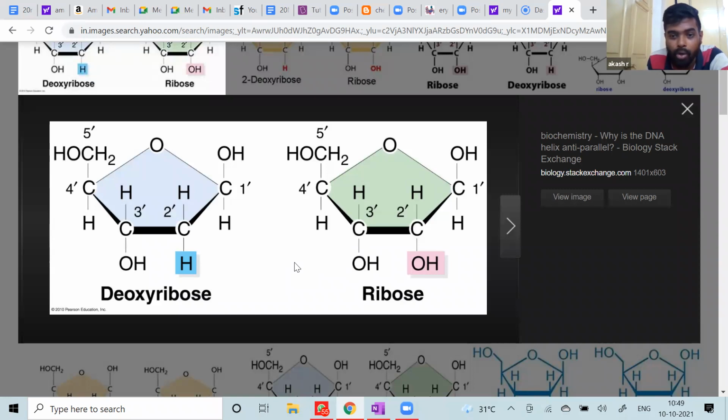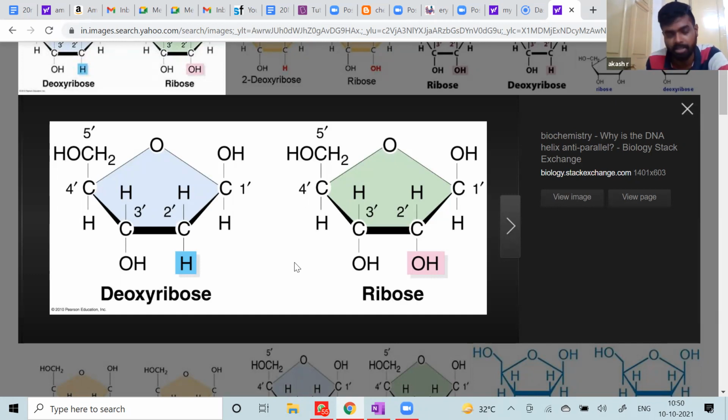This is the only difference, people. Very subtle differences. One OH you put here and you don't put the OH, the entire structure changes. I think you need to know the structure of deoxyribose and ribose. I think it will be given in your textbook also. So please know the structures of ribose and deoxyribose.